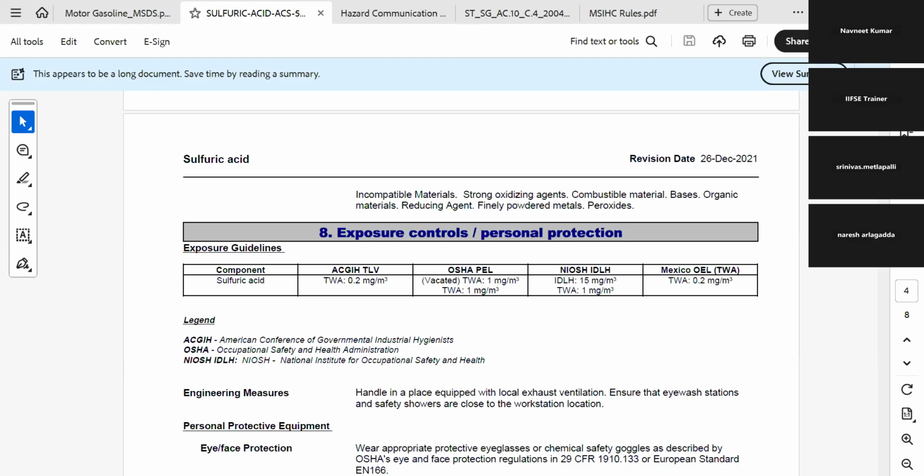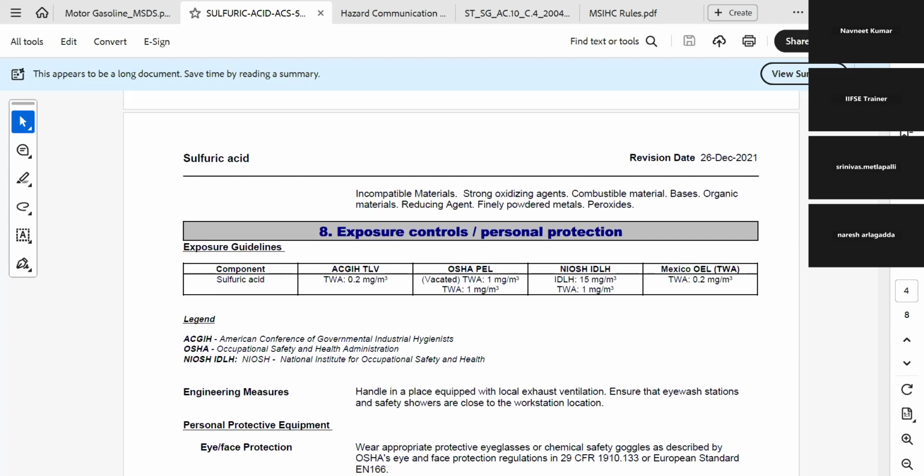When I say IDLH, as I mentioned, immediate danger to life and health. So there it is 15 mg per meter cube. You can't take even one breath in this situation. Then Mexico OEL, it is again TWA, 0.2 milligrams per meter cube. These are the exposure concentrations which should not exceed more than this.